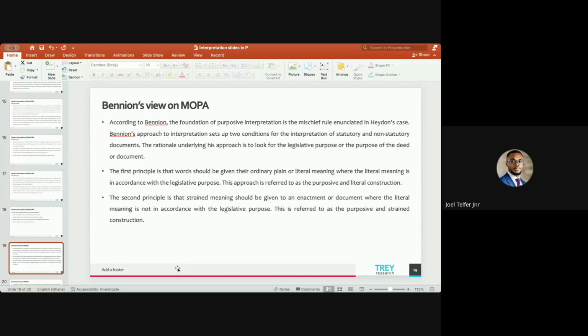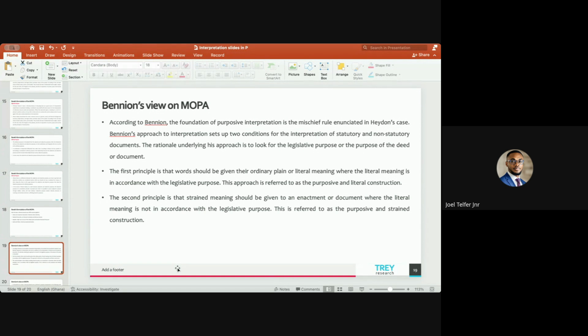He says that you only move to the next step if the word is capable of a strained meaning, and to be capable of a strained meaning where the ordinary meaning is at variance with the legislative purpose. And this is referred to as the purposive and strained construction, or purposive and strained interpretation.